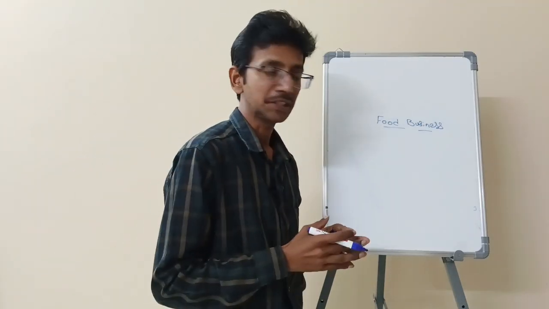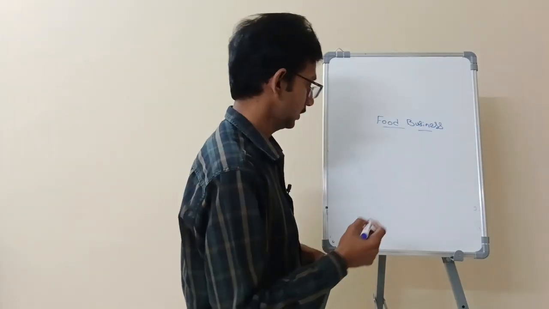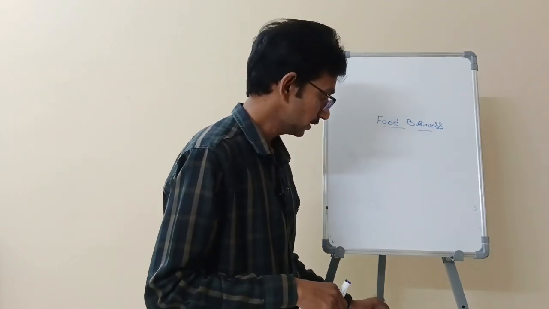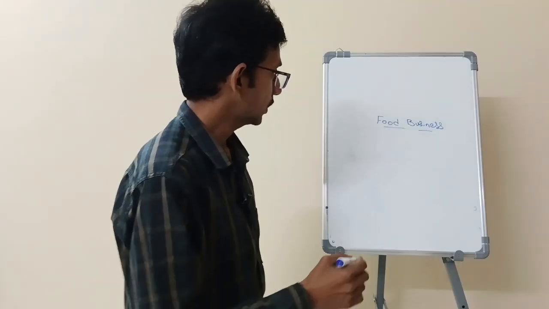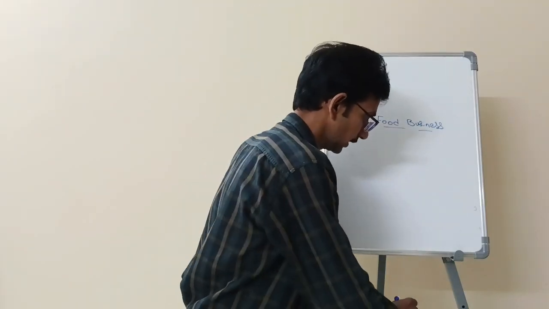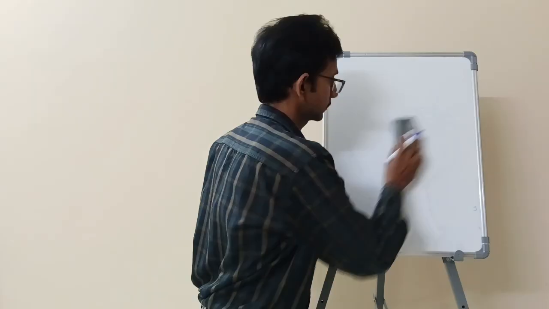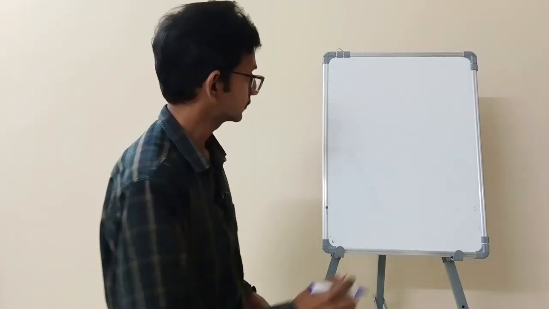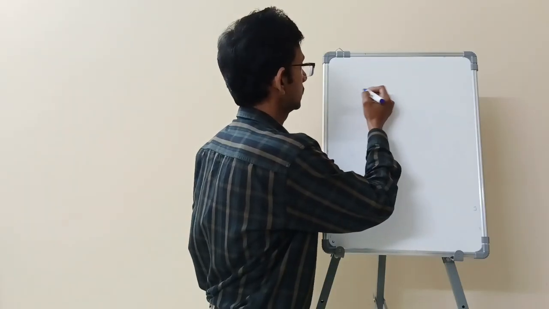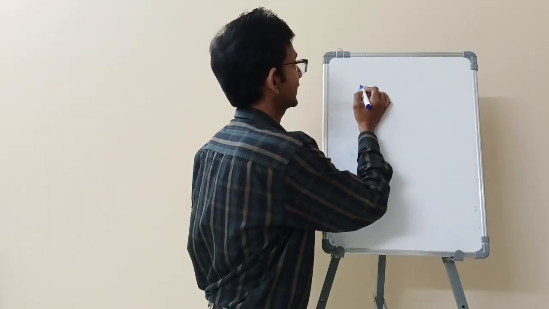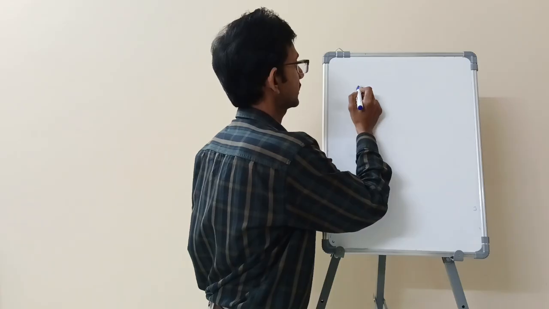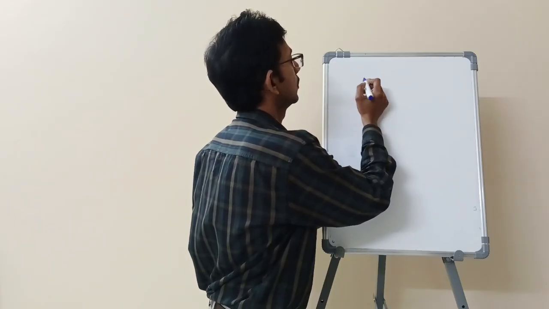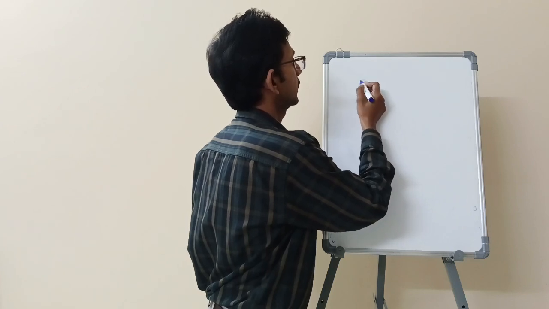In double entry bookkeeping, that means in the books of accounts you maintain, or your chartered accountant maintains, there are actually two columns. The columns are called expenses and income.